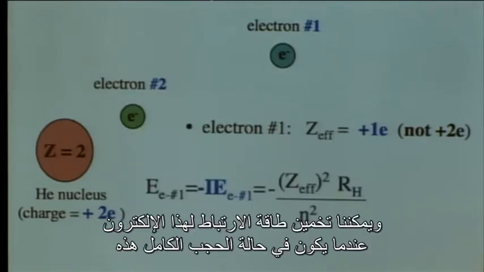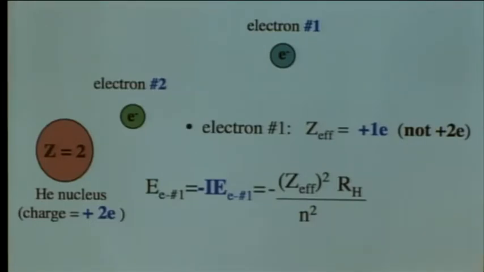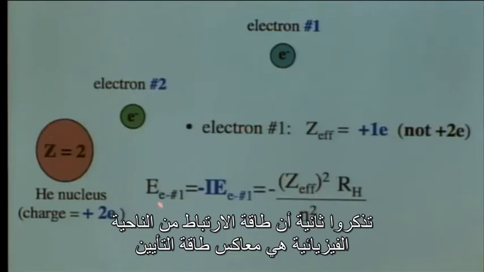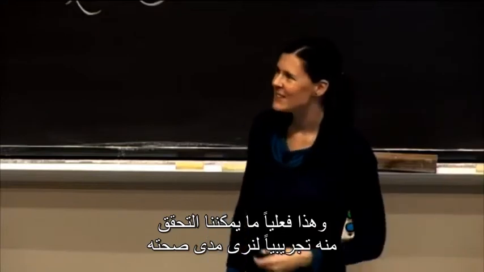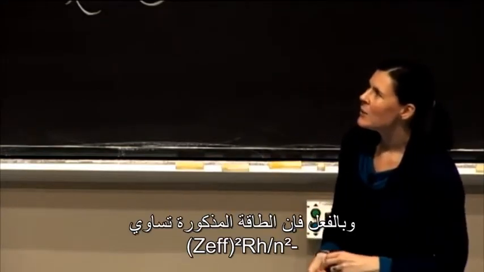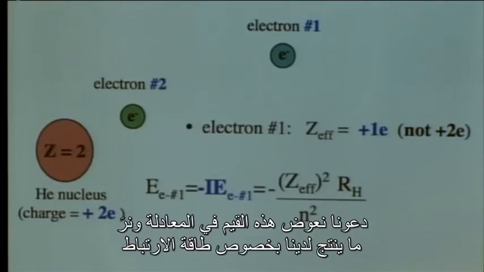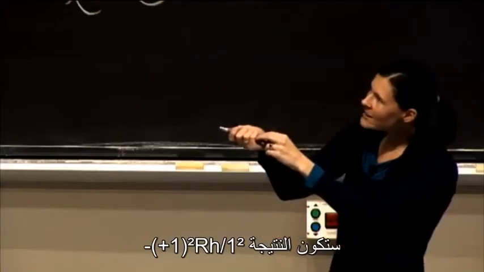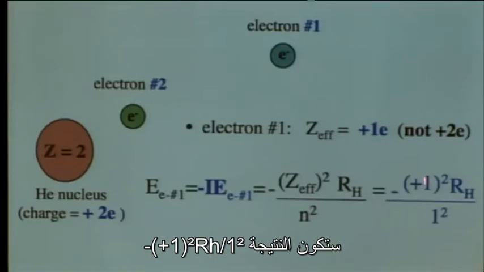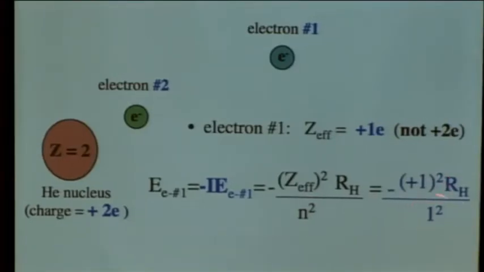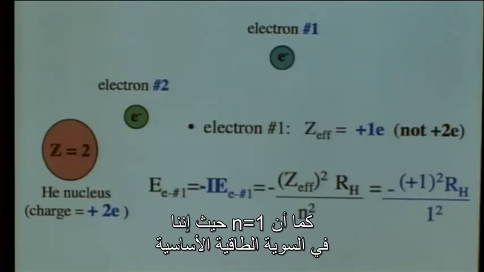So what we can do is figure out what we would expect the binding energy of that electron to be in the case of this total shielding. And remember again, the binding energy physically is the negative of the ionization energy, and that's how you can experimentally check to see if this is correct. That's going to be equal to negative Z effective squared times RH over n squared. So let's plug in these values. It would be -1 squared times RH all over 1 squared, since our Z effective is 1, and n is also equal to 1 because we're in the ground state here, so we're talking about a 1s orbital.